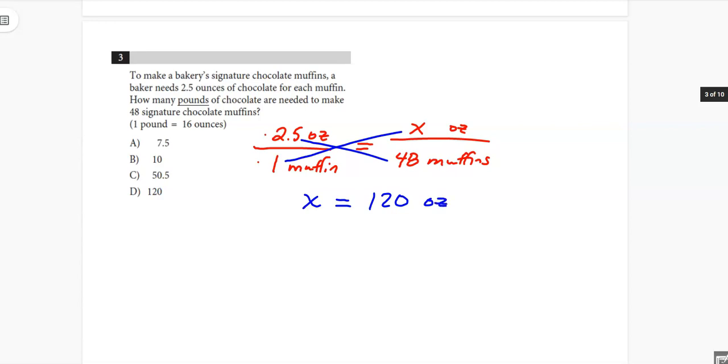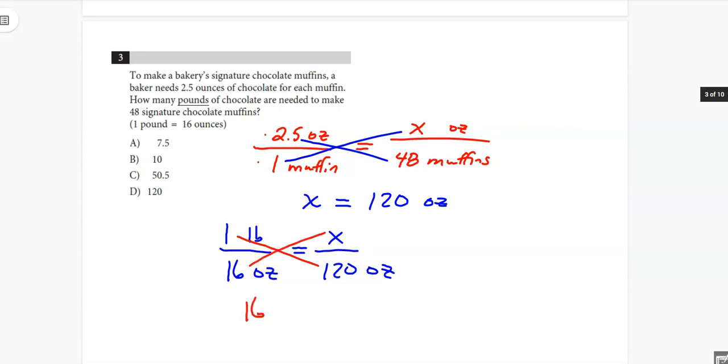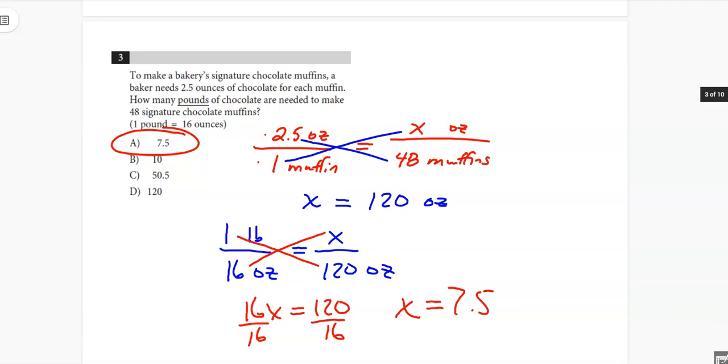But we know that 1 pound is 16 ounces. So how many pounds is 120 ounces? Again, there's different ways to do this, but I'm going to stick with cross multiplying. So you're going to get 16x equals 120. Divide both sides by 16, which we were supposed to do anyway. And 16 goes in there, I believe, 7.5 times. So the correct answer there is going to be A. Now there's another way to do it with dimensional analysis. So maybe I could show you that one.